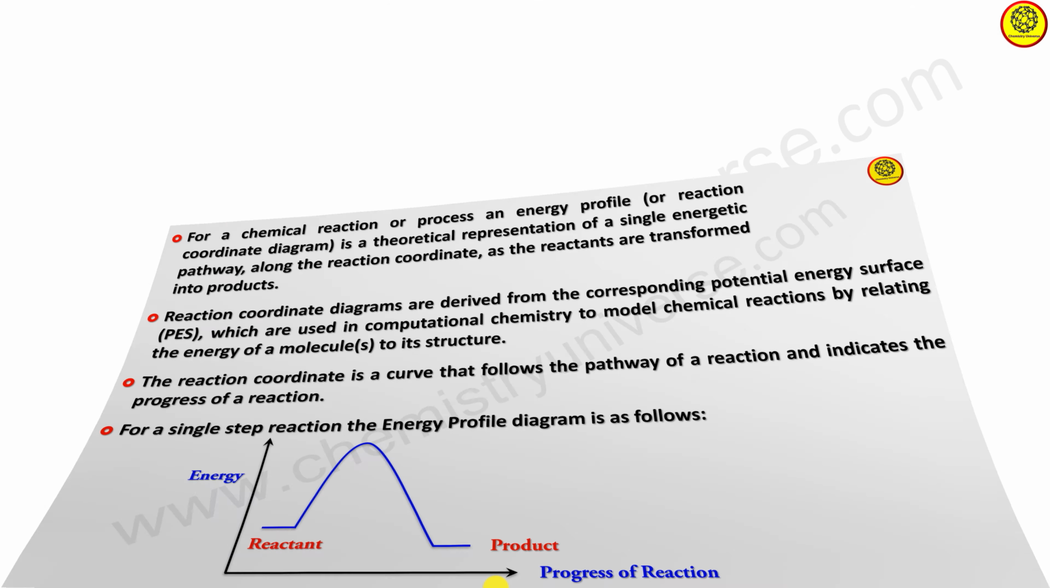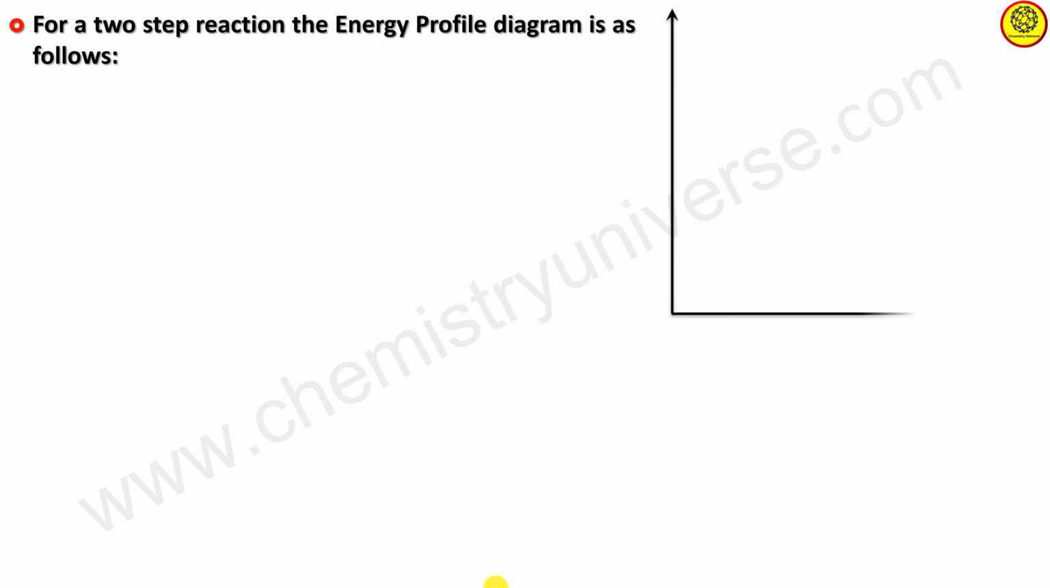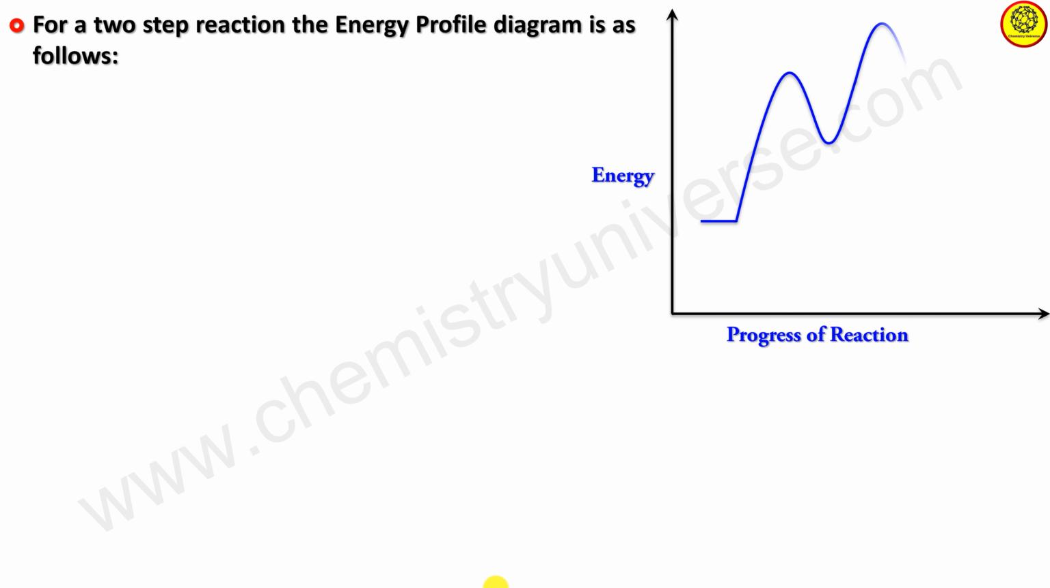Now let's look at a two-step reaction. Now the energy profile for a two-step reaction could be like this. Remember, I'm saying could be because we really don't have any reaction to work with right now, and there's no way to tell where the reactant is and where the product is. So let's assume reactant goes here, and you can see two mountains. This is reactant and this is product.